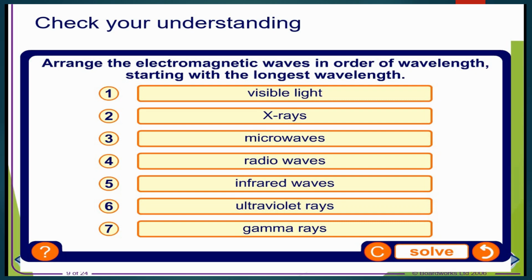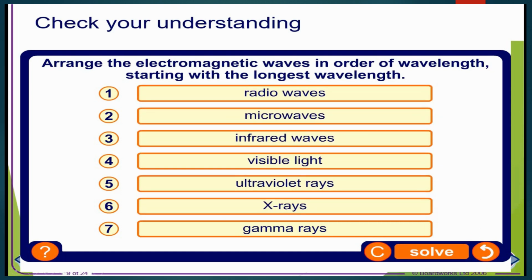Let us now check our understanding. Arrange the electromagnetic waves in the order of wavelength, starting with the longest wavelength. Okay, here it comes. Let's try. To start with, we have the radio waves, the microwaves, the infrared waves, the visible light, the ultraviolet rays, the X-rays, and the gamma rays.